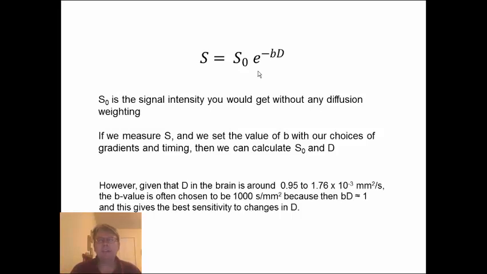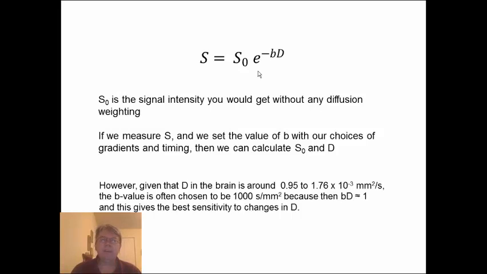Given that the diffusion rate in the brain is in the ballpark of 1 times 10 to the minus 3 millimeters squared per second, you'll often see b values chosen to be in the range of 1,000 seconds per millimeter squared. Because then this gives b times d about equal to 1. This is around the range that will give us the best sensitivity to changes in our diffusion rate, D.